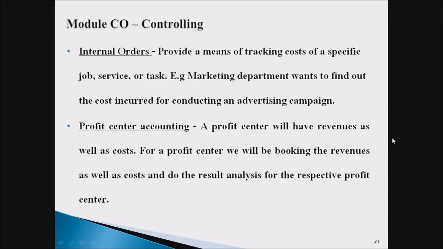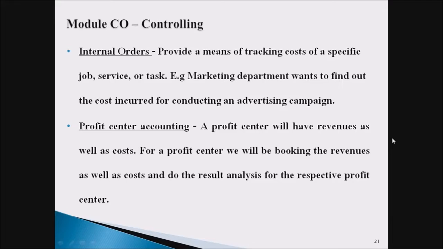Like I've given you a small example. The marketing department wants to find out the cost incurred for conducting an advertising campaign. As head of the marketing department, I would like to know what expenses I have incurred for that activity. I cannot depend on my cost center, because a cost center will give me information only up to the department level. When I want information within a department for that specific activity, then I have to depend on my internal orders. Something which goes one step ahead of cost center accounting.